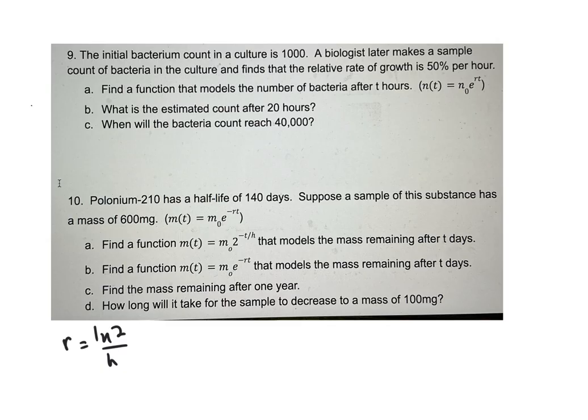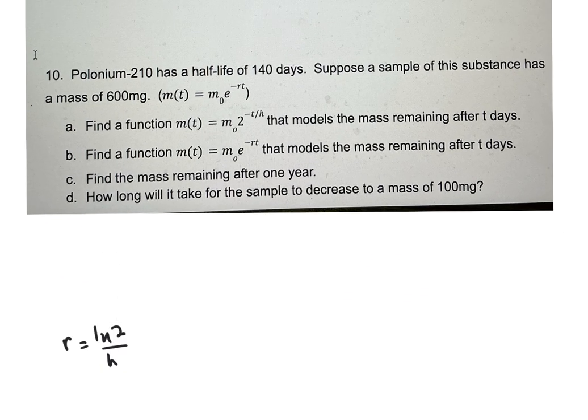Number 10. One thing about number 10 is you will need this little formula right here, that little r equals natural log 2 over h. That's how you find r for part B. And h stands for half-life, by the way. I'm going to erase that so I can work on this thing.